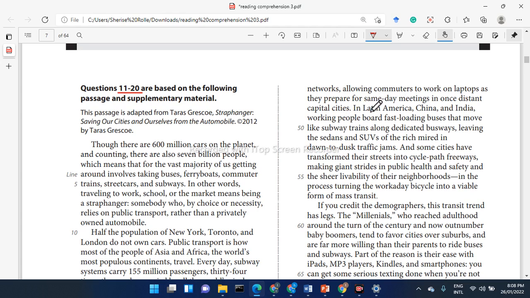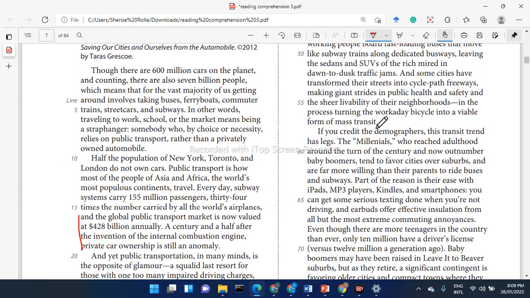capital cities. In Latin America, China, and India, working people board fast-loading buses that move like subway trains along dedicated busways, leaving the sedans and SUVs of the rich mired in dawn-to-dusk traffic jams. And some cities have transformed their streets into cycle paths, making giant strides in public health and safety and the sheer livability of their neighborhoods. In the process, they are turning the workaday bicycle into a viable form of mass transit.